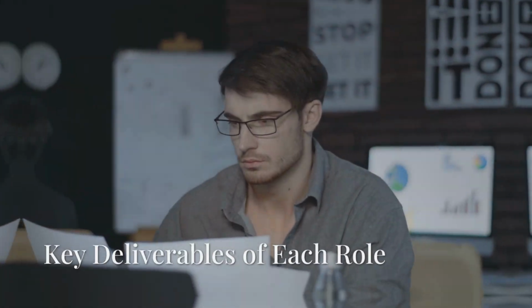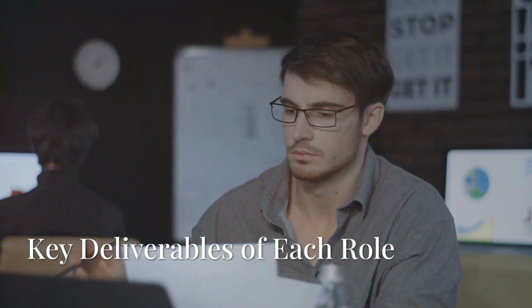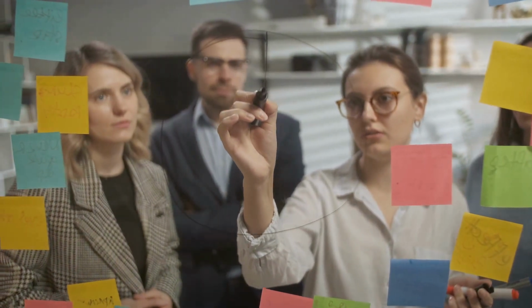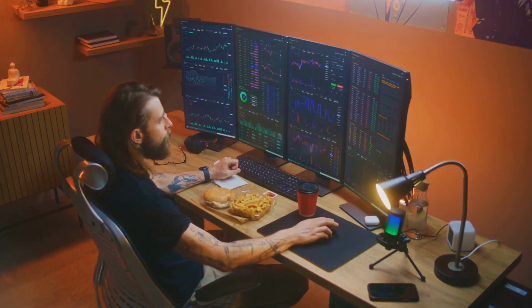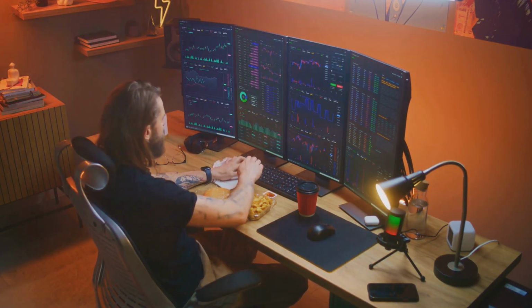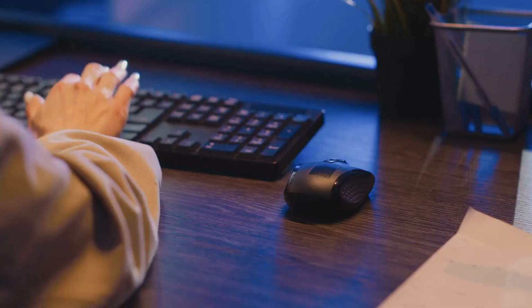In terms of deliverables, business analysts typically produce documents such as business requirements, specifications, user stories, process maps, business cases, and use cases. These deliverables focus on what the organization wants to achieve, the criteria for success, and the rationale behind each requirement.